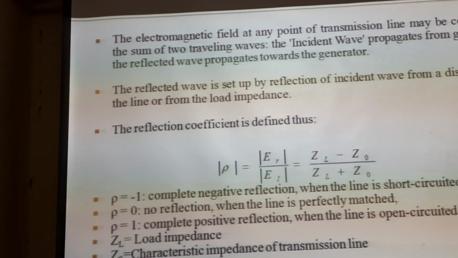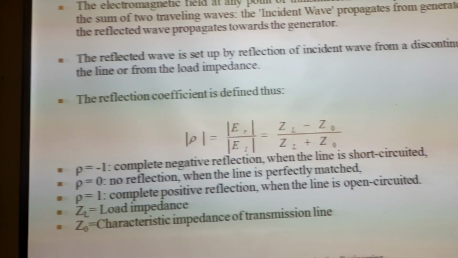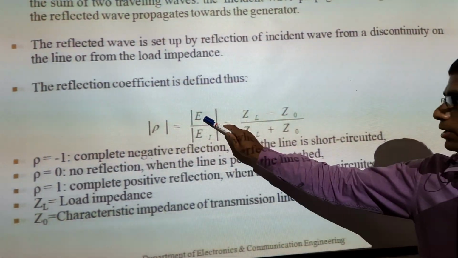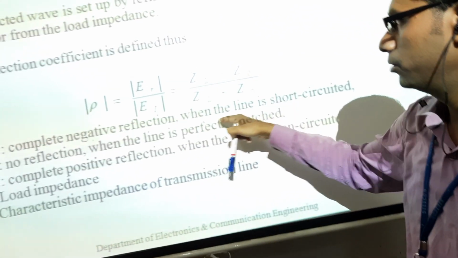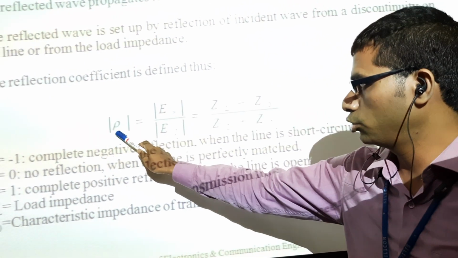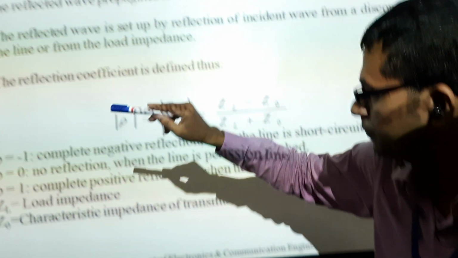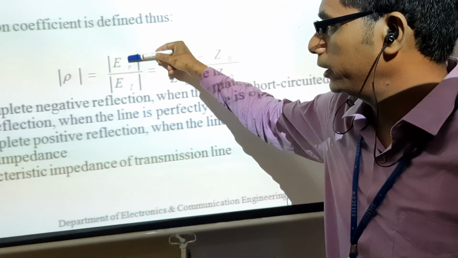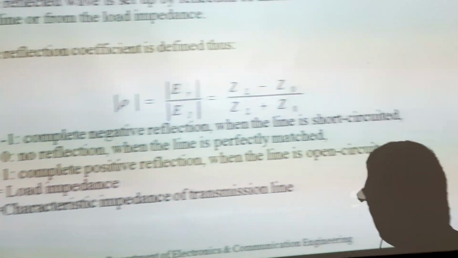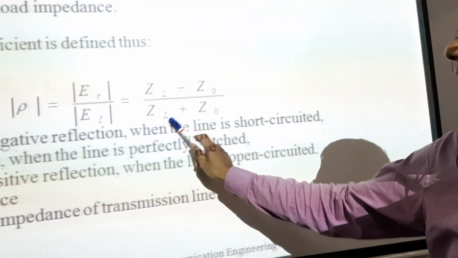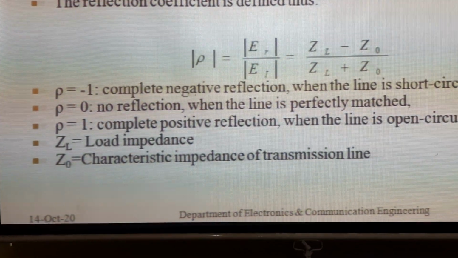So first we will define the term reflection coefficient. The reflection coefficient is defined as reflected wave by incident wave. There is a derivation of that. We will study it in the class. This reflection coefficient is reflected wave by the incident wave. I have told you the incident wave and another wave is reflected back. So the ratio of the amplitude of the reflected wave and the incident wave will give you the reflection coefficient. And this is equal to ZL minus Z0 by ZL plus Z0, where ZL is the load impedance and Z0 is the characteristic impedance.